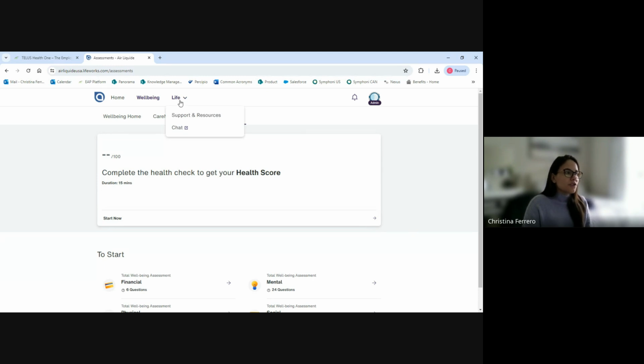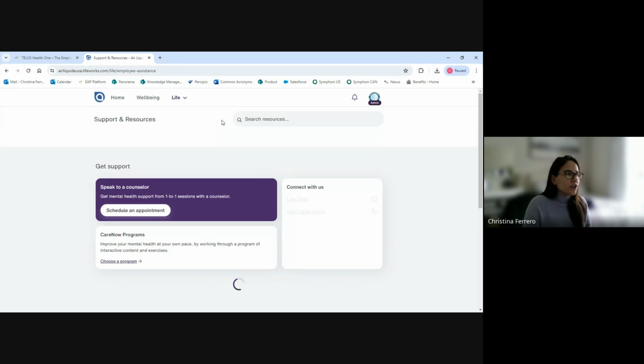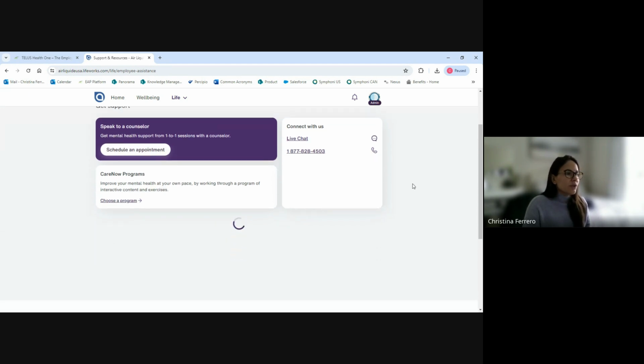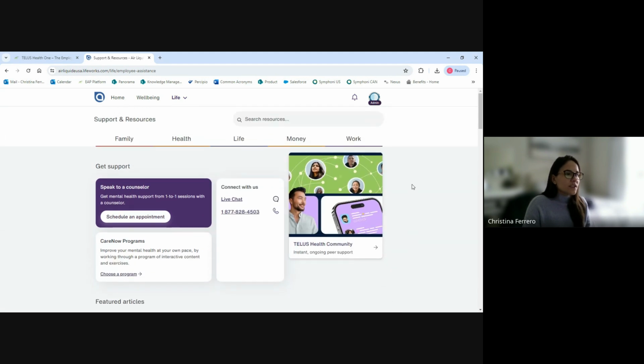But the main tab, just to know where it is, it's the Life tab. This is where you're going to find all the support and resources, in the Chat tab as well if you want to get immediate access to a counselor via chat. But support and resources is where you will live throughout, I'm sure, about 90% of the time you are on the app. This is going to give you access to all the different broad topics that we will help you with. So again, anything family related, health, life, money, work, this is where you will find it.